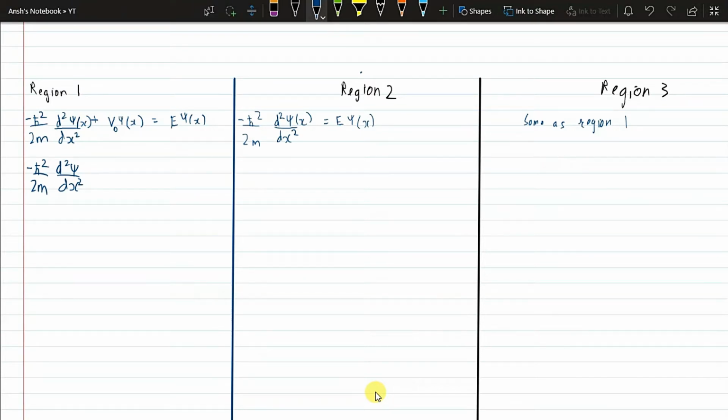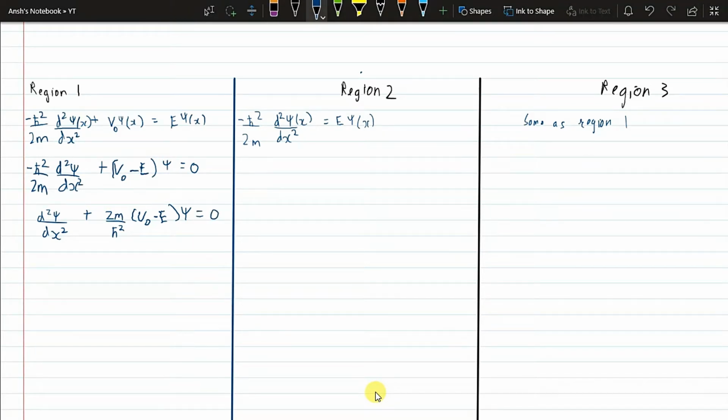And we'll take the term on the right hand side to the left hand side, and we'll write it as V naught minus E psi equals 0. Essentially we have taken out the psi of x as a common term, and again we'll be multiplying both sides by minus 2m over h bar squared. So this will become d squared psi upon dx squared, the term cancels out here, and we have 2m over h bar squared times V naught minus E psi equals 0.